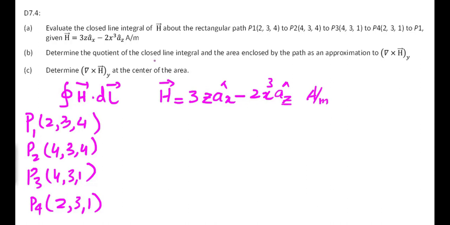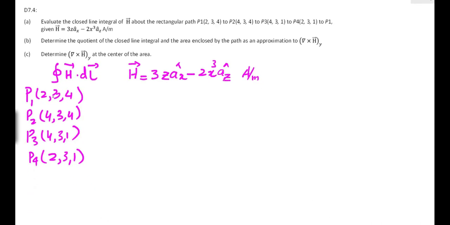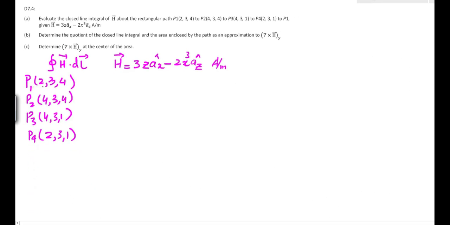Now what you have to find is the closed line integral of this magnetic field intensity over this closed path. So you can see from these coordinates that the rectangular path we are considering is in the y equals 3 plane, or in a y equals constant plane. So let's draw our path, which is in the xz plane, at y equals 3. Consider this as x, this as z.